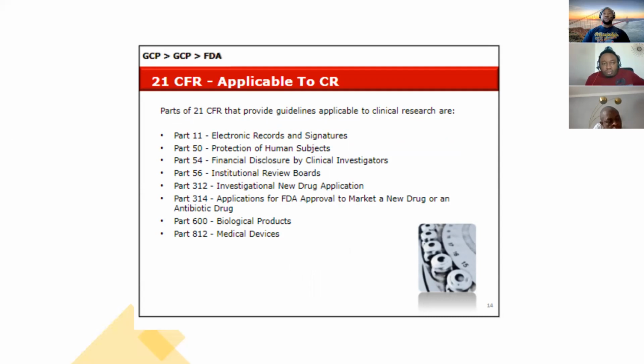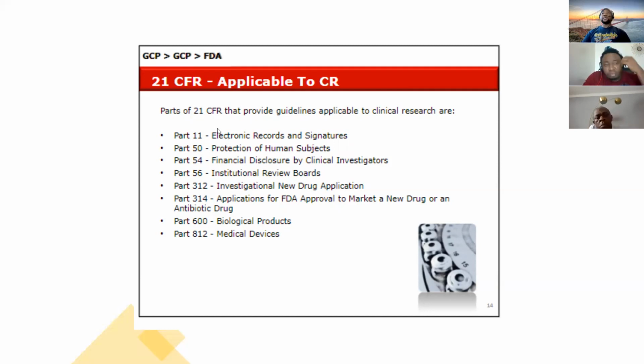21 CFR has different parts, up to part 812. So you can imagine how big that 21 CFR book will look. On the FDA website, they've made it very simple. You can easily click your point of interest, and it takes you directly to the page that you want. So, 21 CFR guidelines applicable to clinical research.